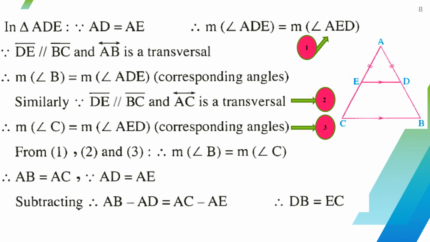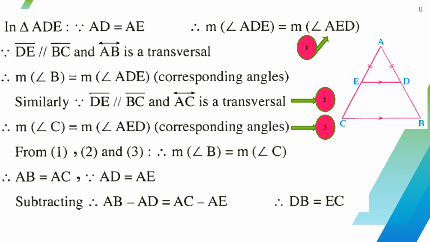Similarly, DE is parallel to BC and here AC is a transversal. Then the measure of angle C equals the measure of angle AED as corresponding angles. This is number three. From 1 to 3, we can deduce that the measure of angle B equals the measure of angle C.